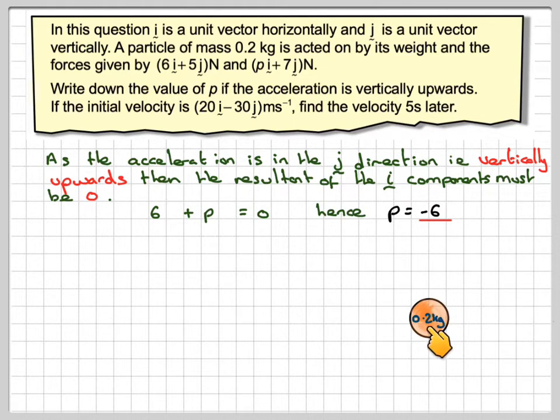So if we now try to draw a diagram of the situation, there's my particle, which has a mass of 0.2 kilograms. And what forces are acting on it? Well, we have the weight acting downwards, and so the weight will be 0.2 g j, and then we've got the other two forces. We've got one going off here, 6 along 5 up, which is 6i plus 5j. This is not drawn to scale, it's just a rough diagram. And now, because we know that p is minus 6, we now have another force going minus 6, 7 up, going in that direction.